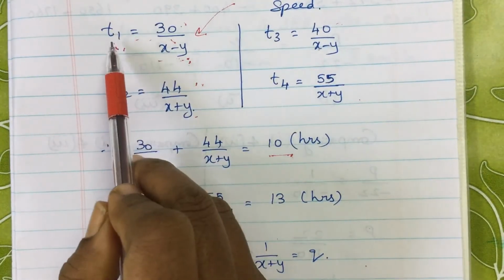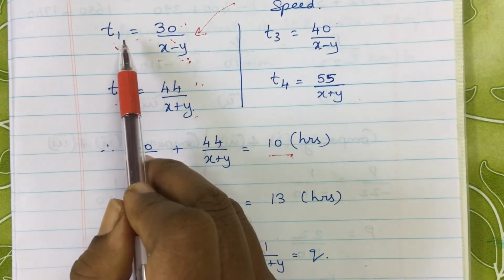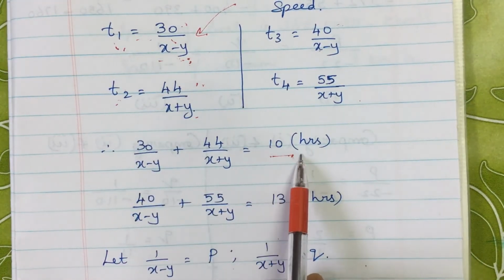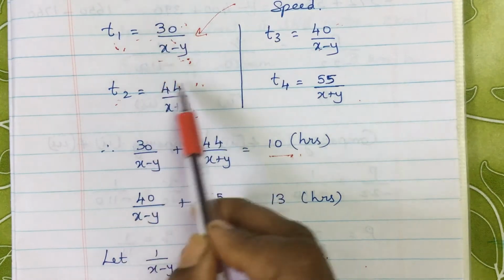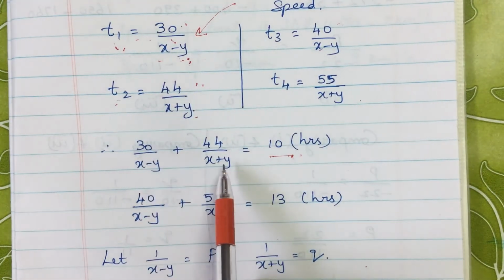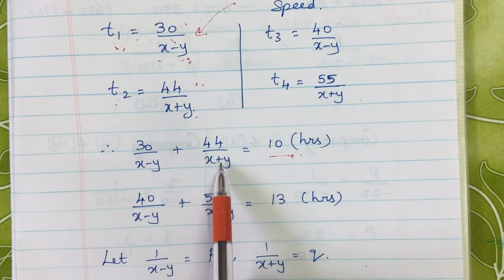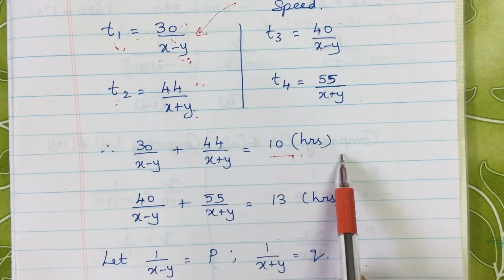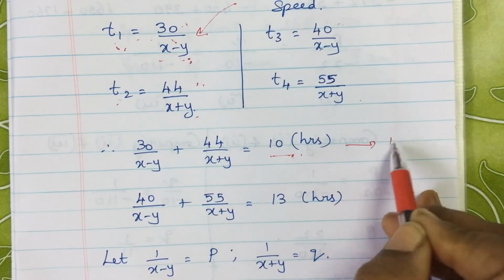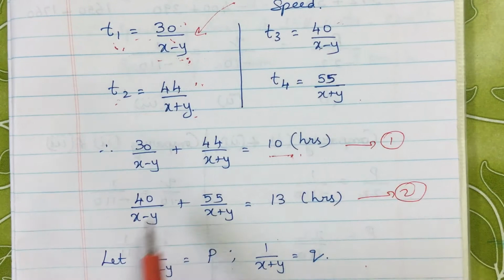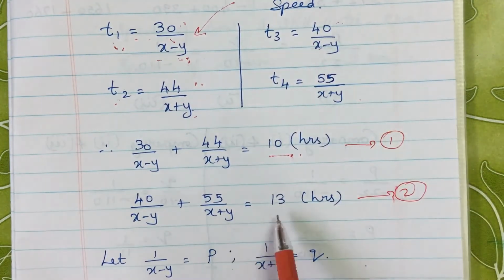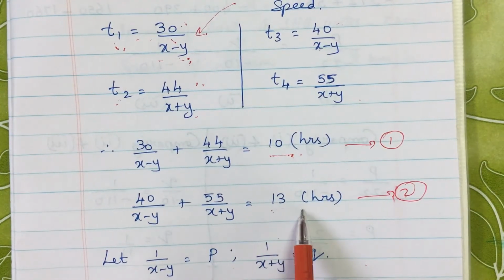So, from the given problem statement, you can understand T1 plus T2 should be equal to 10. So I am just simply replacing my T1 and T2 here: 30 by x minus y plus 44 by x plus y should be equal to 10. This should be my first equation and this should be my second equation. Just simply add up these two and equate it to 13. This is given in your problem.